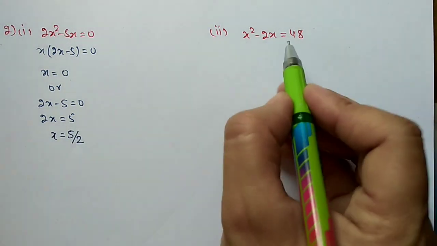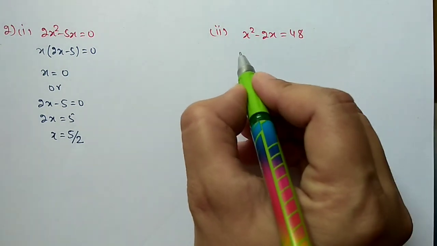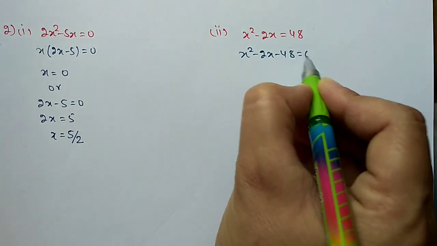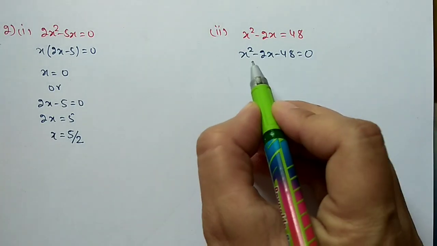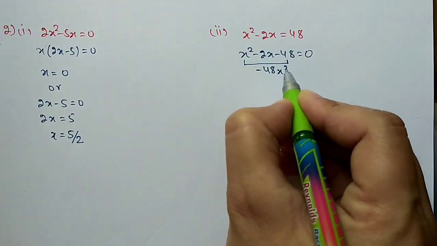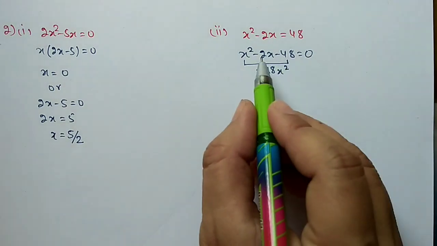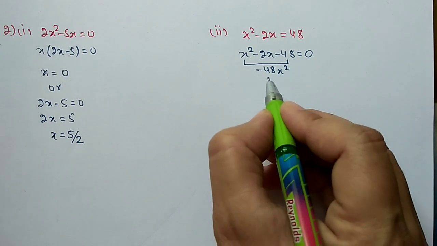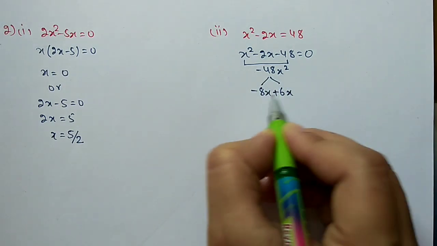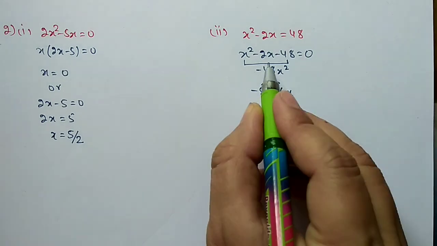In the second part, first we have to shift this 48 to this side: x square minus 2x minus 48 equal to 0. Then we will do the trinomial factorization. Multiply first and last: minus 48x square. After subtraction we need minus 2. So minus 8 and plus 6. 8 times 6 is 48, and minus 8 plus 6 will be minus 2.